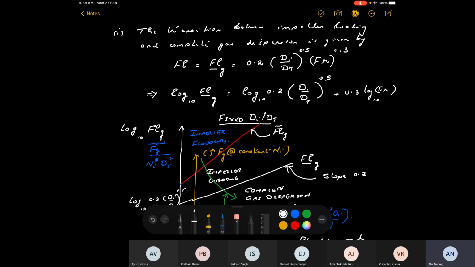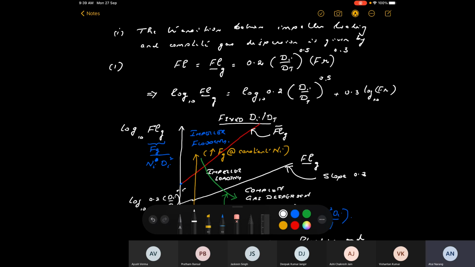I'll just go through one formula. One formula given is the one that I'm calling 1 here. This defines the function Fl under bar of G. Under bar means lower limit. Basically, if the flow number is lower than Fl under bar G, you have complete gas dispersion. And if the flow number is bigger than Fl under bar G, you have impeller loading. Not written very clearly, so let me rewrite this. This is impeller loading.